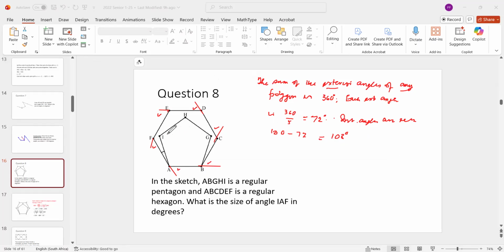Oh, wait a minute. This outside one is 60. I mean, it's a 6-sided one. That's the hexagon. So I have to divide by 6. Sorry. The 6 angles: 1, 2, 3, 4, 5, 6. So you divide by 6. So it's not 72, but 60. And the interior angles are therefore 60.